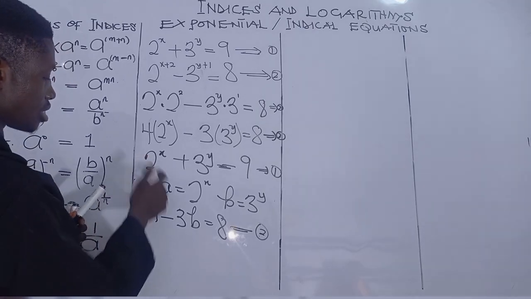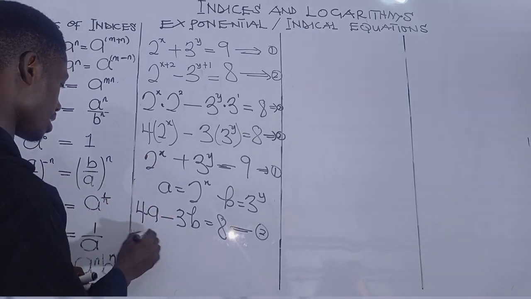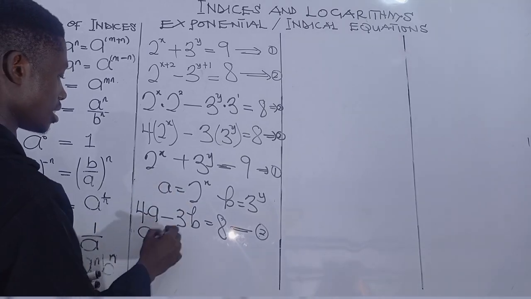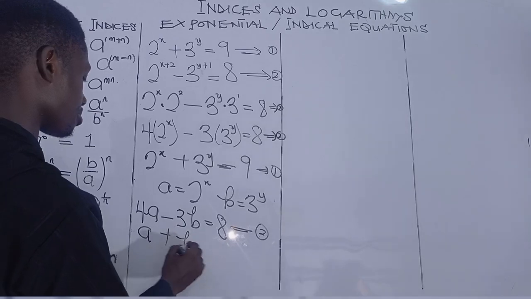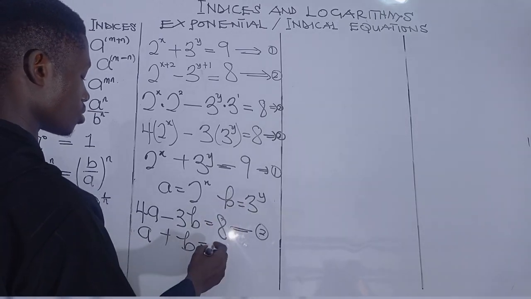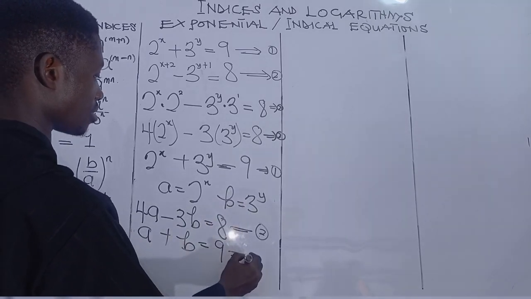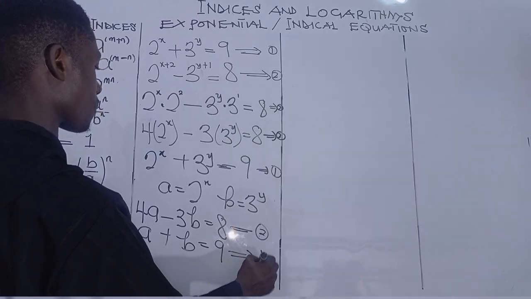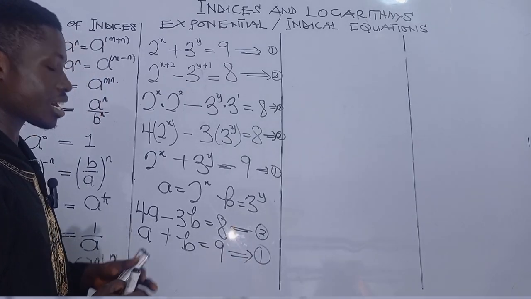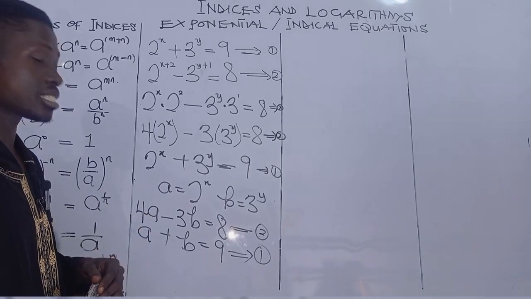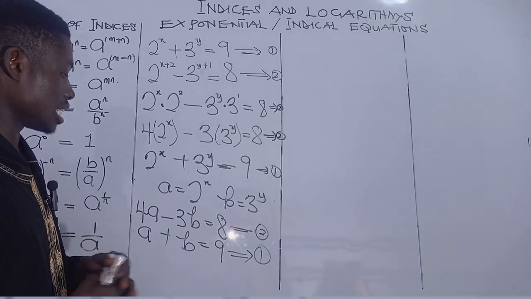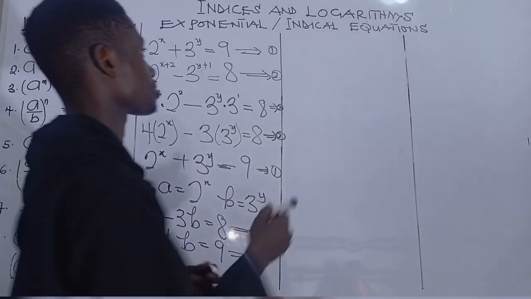We are saying that 2 raised to the power x is a, and then plus 3 raised to the power y is b, and this is equal to 9. So we have equation 1. With this, you can see clearly that we are having two systems of equations, and we can solve it simultaneously using the elimination method.